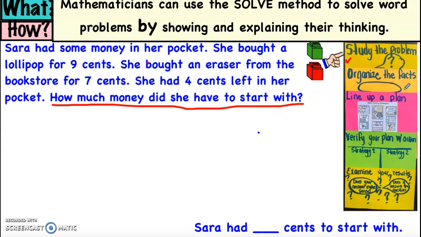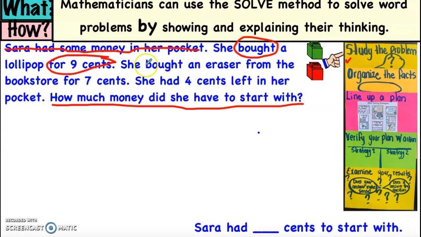Organize the facts. What important facts is this problem giving me? Let's go back and read it again. Sarah had some money in her pocket. Do you think that's important in order to solve the problem? Is that a fact that we need to circle? I don't think so, so we're going to draw a line through it because we don't need it. Let's continue. She bought a lollipop for 9 cents. Is that important?